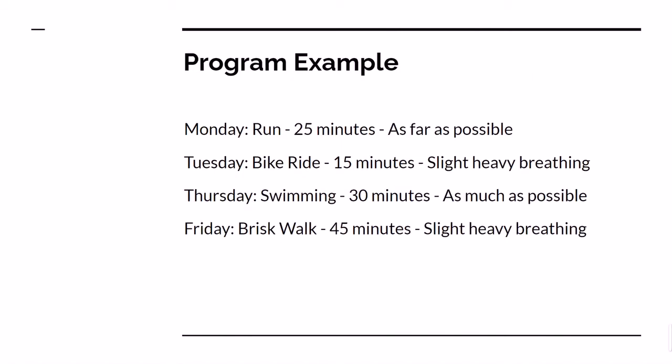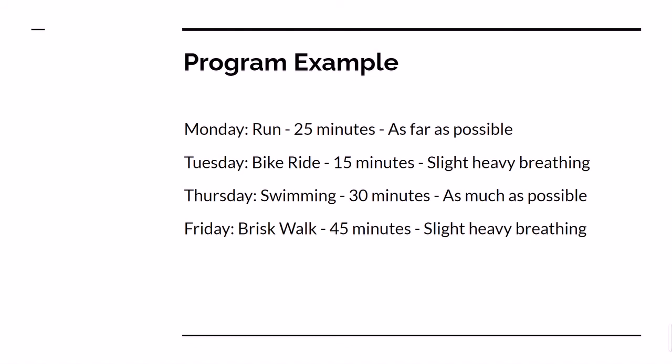A quick program example that I wrote: on Monday you would do running for 25 minutes, and your goal would be to go as far as possible. This is non-stop training, where you're just going as far as you possibly can. Tuesday you would do a bike ride for 15 minutes with slight heavy breathing. This is to help you recover from Monday's run, to help pump some blood back into those joints and make sure that your knees and your ankles aren't hurting you too much.